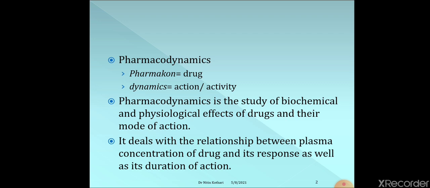So pharmacodynamics deals with the relationship between plasma concentration of the drug and response of the drug, as well as duration of action. If you can recollect your memory, in pharmacokinetics we discussed the relationship between the dose of the drug and plasma concentration: how the plasma concentration changes with the dose of the drug. While in pharmacodynamics, we discuss how the response of the drug changes with the plasma concentration of the drug.